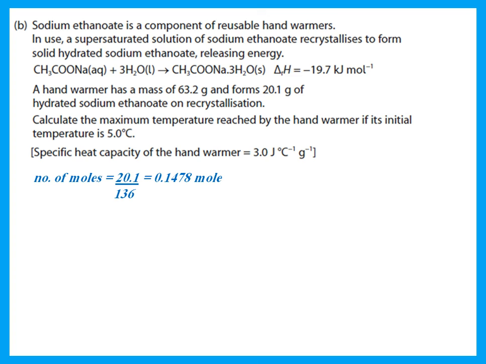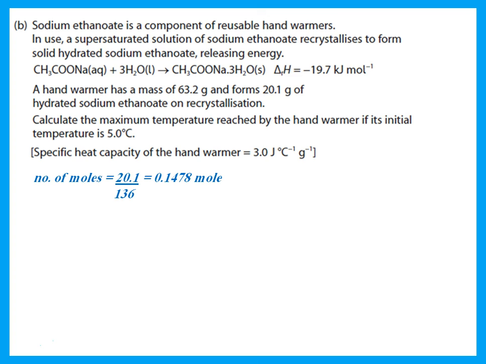What does he say we have? He says we have 20.1 gram of the product. So I get the number of moles of that, 20.1 over the Mr. You should be able to calculate the Mr of the hydrated. That means you add up all the masses of everything, CH3COONa, 3 water. You add it all up, it comes out to be 136.